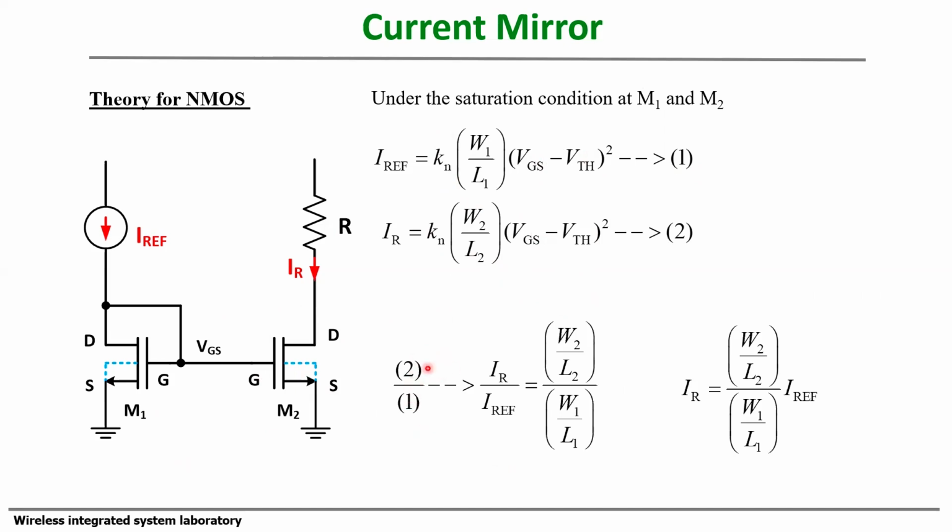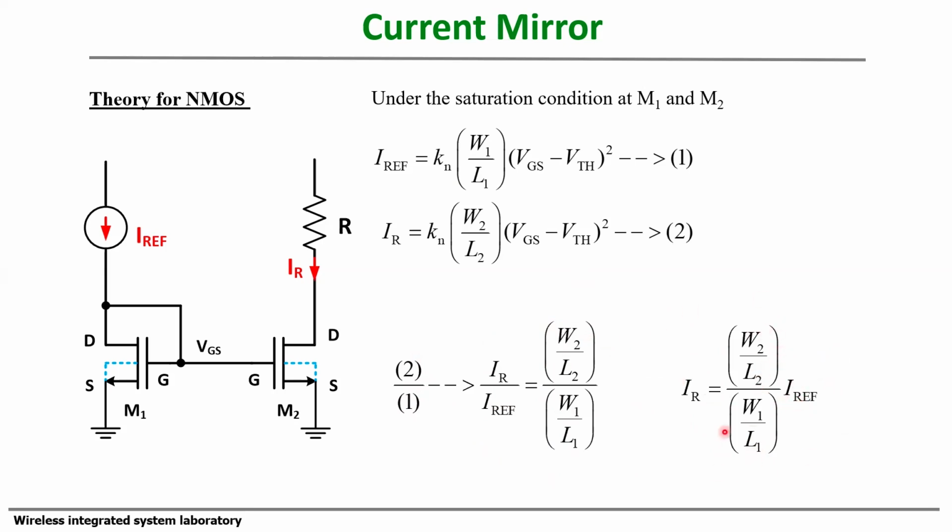So I am going to divide equation number 2 by equation number 1. Then I will have this equation: the ratio of currents equals the ratio of the aspect ratios. So I can obtain the expression for IR, which equals the ratio of aspect ratios times the reference current. So now I can say that I can control IR, either by changing IREF or by changing the aspect ratios.